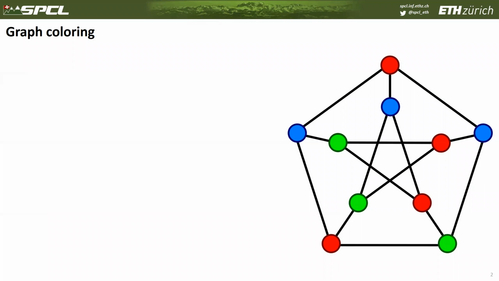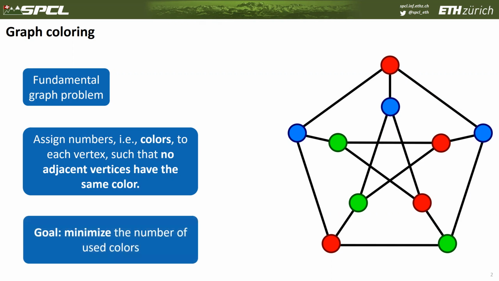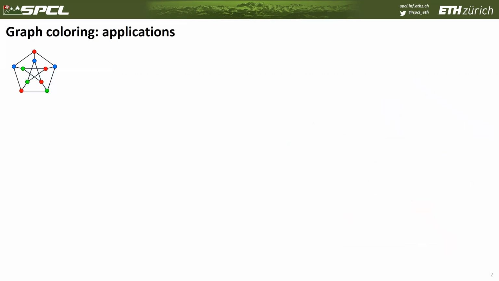Graph coloring is one of the fundamental problems in graph theory, in which we assign numbers that we call colors to each vertex in such a way that no two neighboring vertices share the same color. The goal of the associated algorithms is usually to minimize the number of used colors.